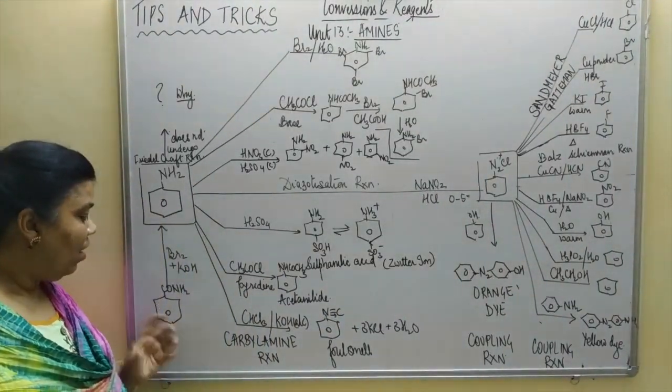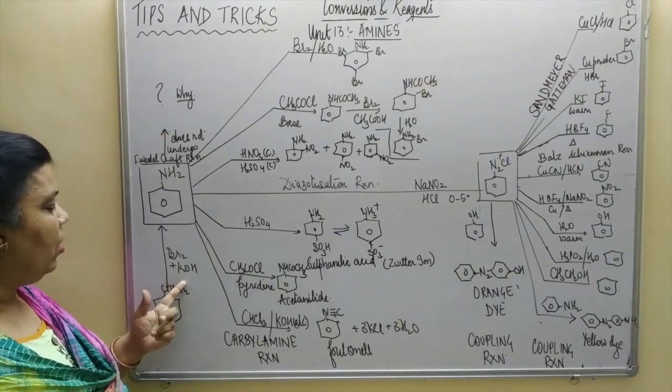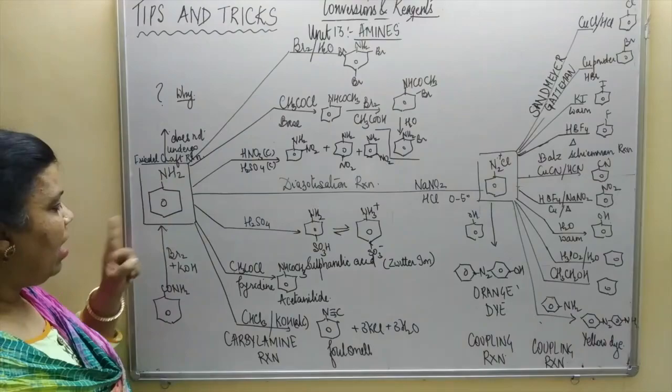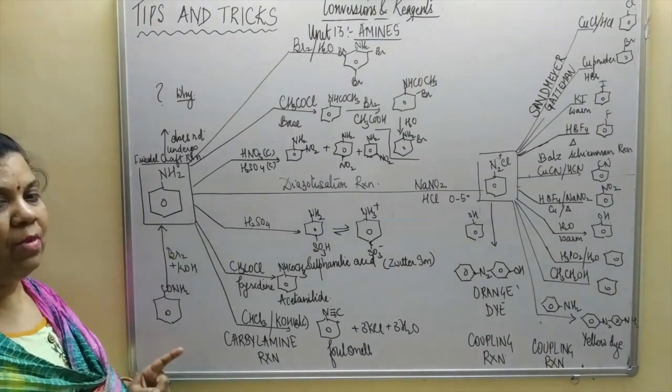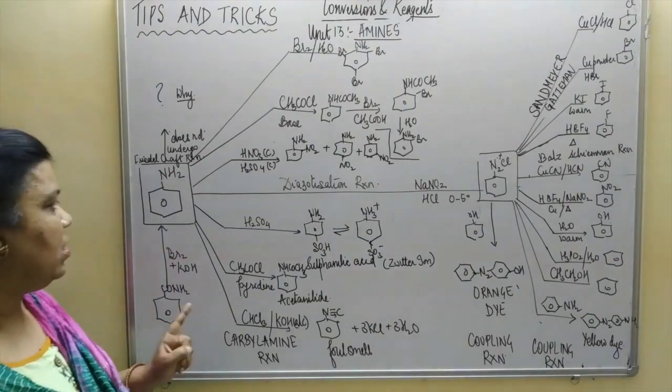Let us see, if you treat benzamide with bromine and KOH, can you convert it into aniline? Yes, we can, and it is an important name reaction called Hofmann's bromamide reaction. Just now we have studied.